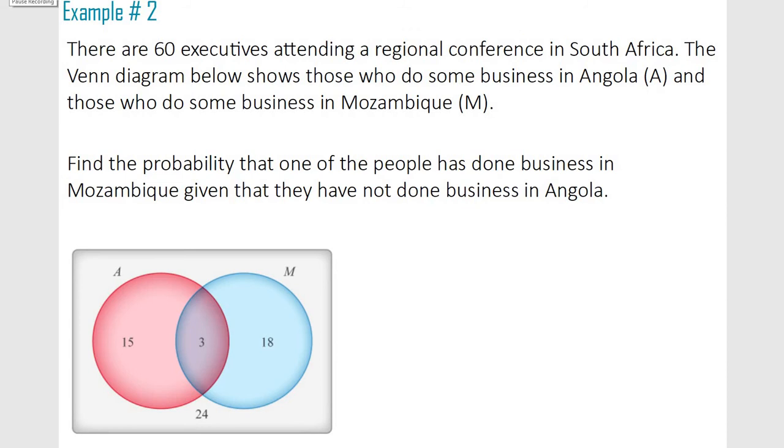So take a second and read this. Now, we want to find the probability that one has done business in Mozambique, given that they have not done business in Angola. So, the probability that they have done business, given they have not done business in Angola. Okay, so not Angola. So we do the probability of them both happening. Oh, no, and both, M and not A, divided by the given, so the probability of not A.